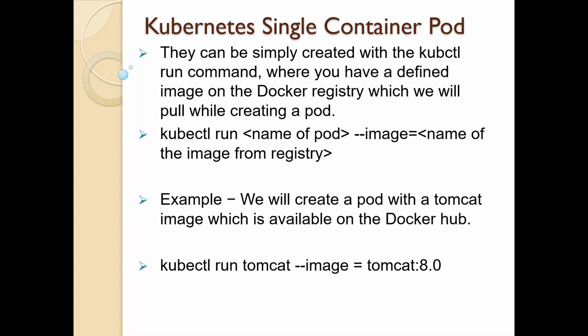A pod can simply be created with the kubectl run command, where you have defined your image from the Docker registry, which will be pulled while creating the pod. It will take all the images from the registry, because ultimately Kubernetes is not going to do anything except orchestrating. Your application will still use the Docker engine and it will perform all the Docker related commands. So you say kubectl run, give the name of the pod and the image name from the registry, for example nginx. So we will create a pod like this. You can say kubectl run tomcat and image is equal to tomcat:8.0. It will download 8.0, create a pod and deploy it.